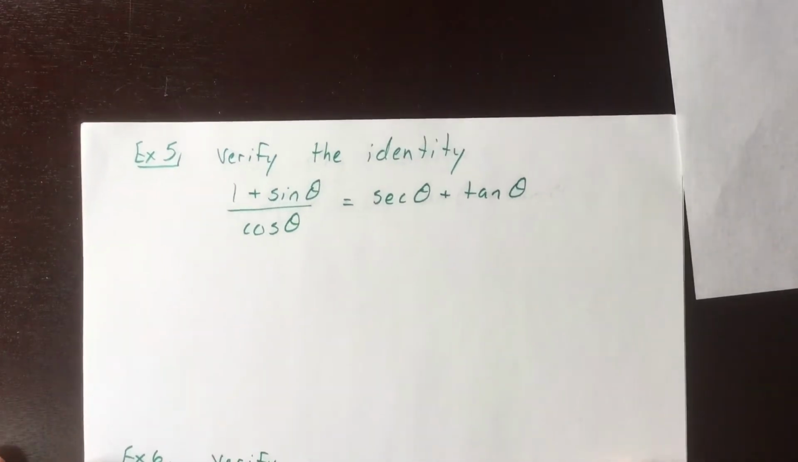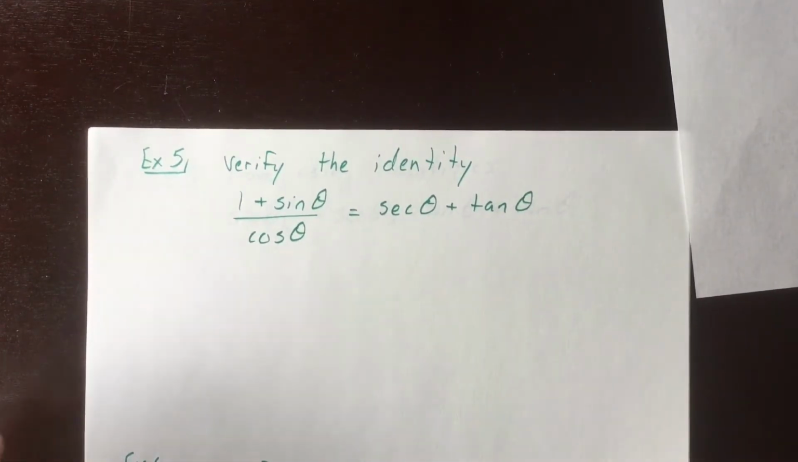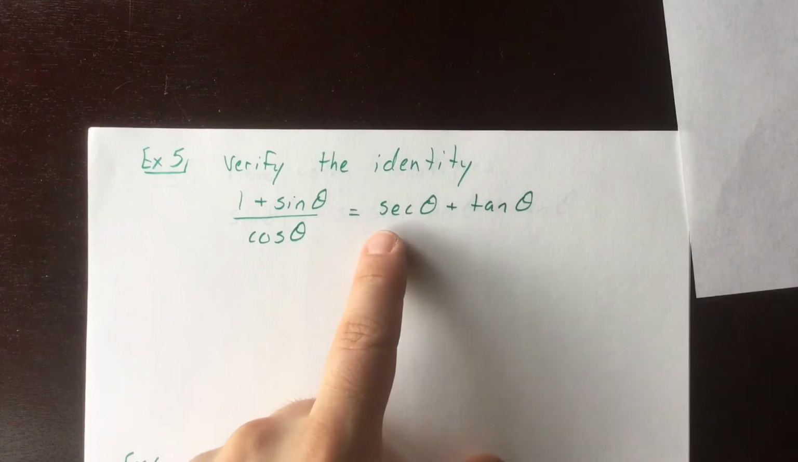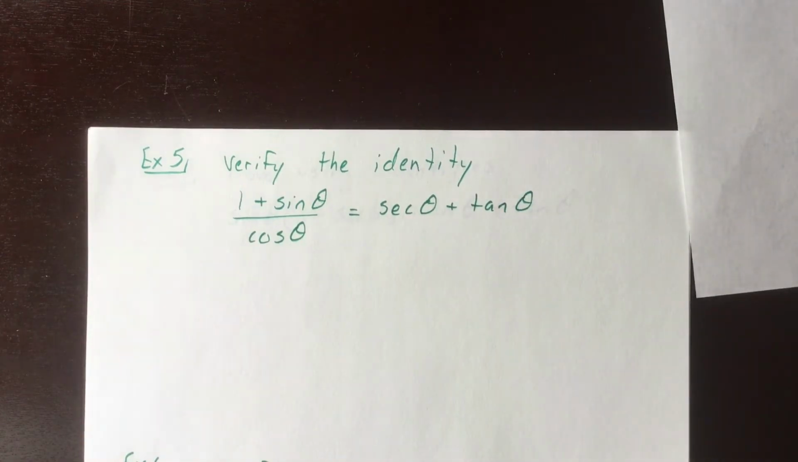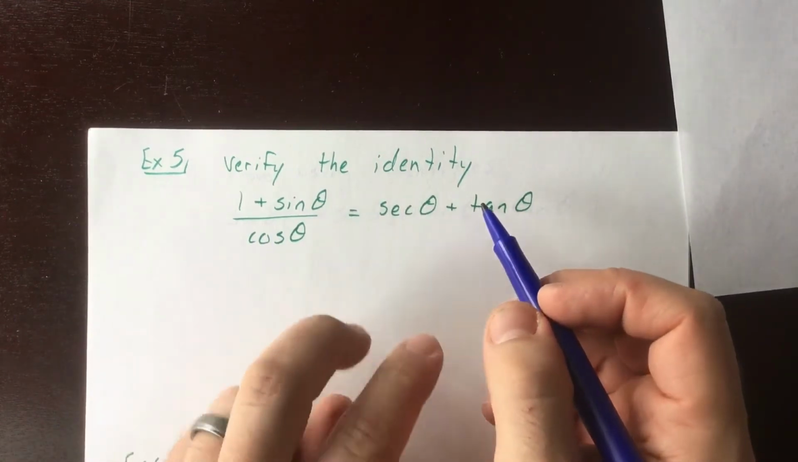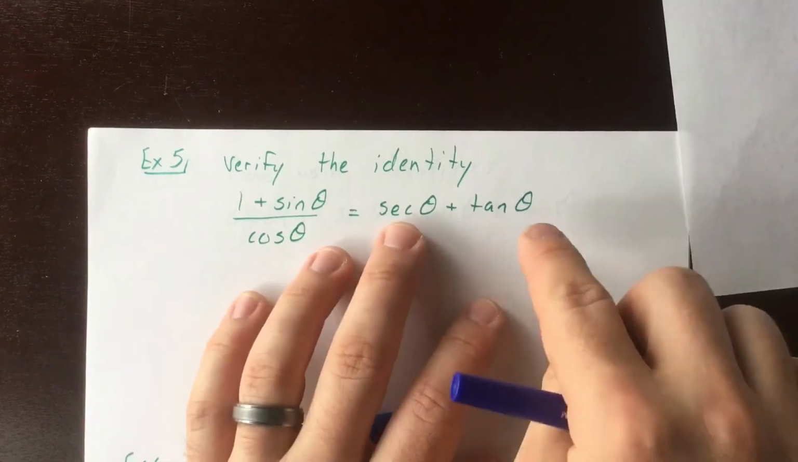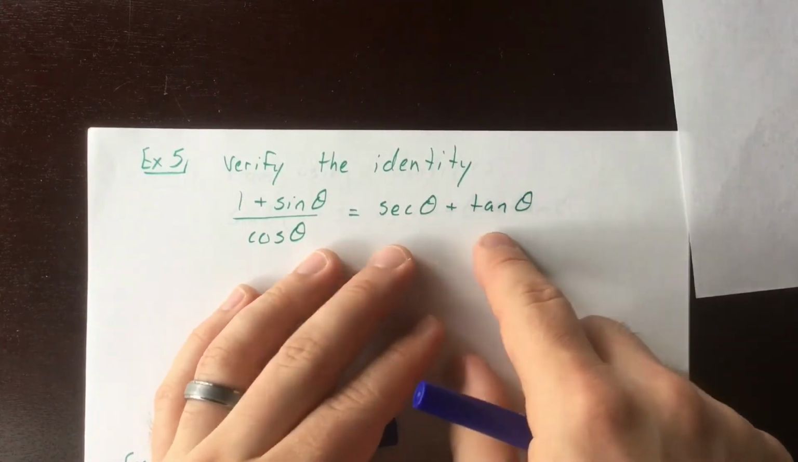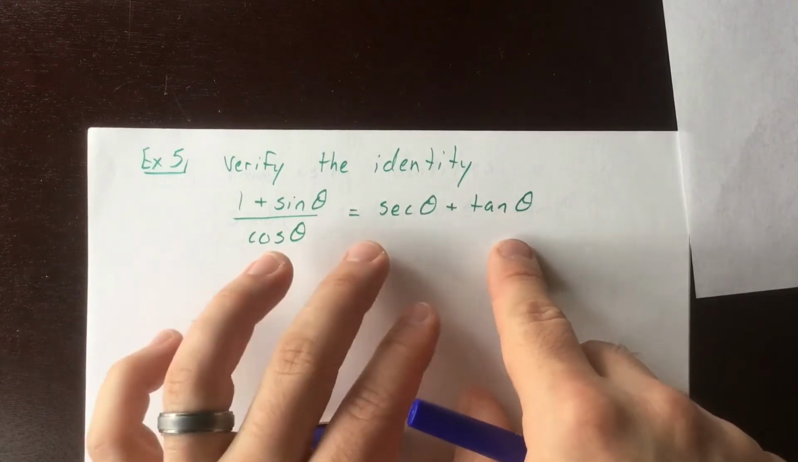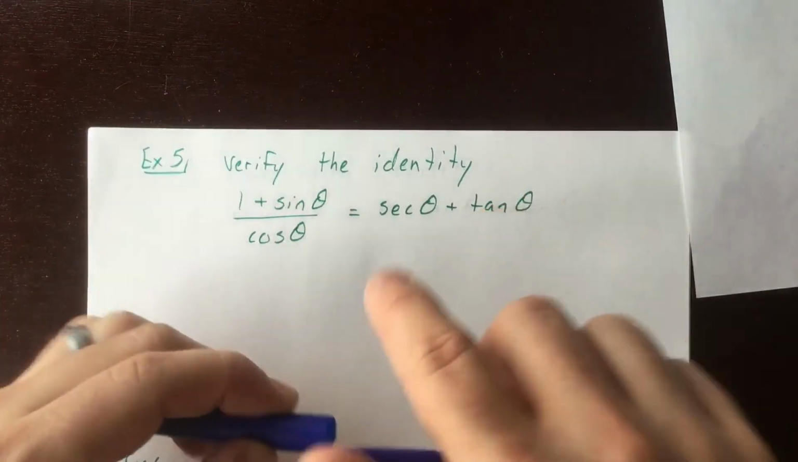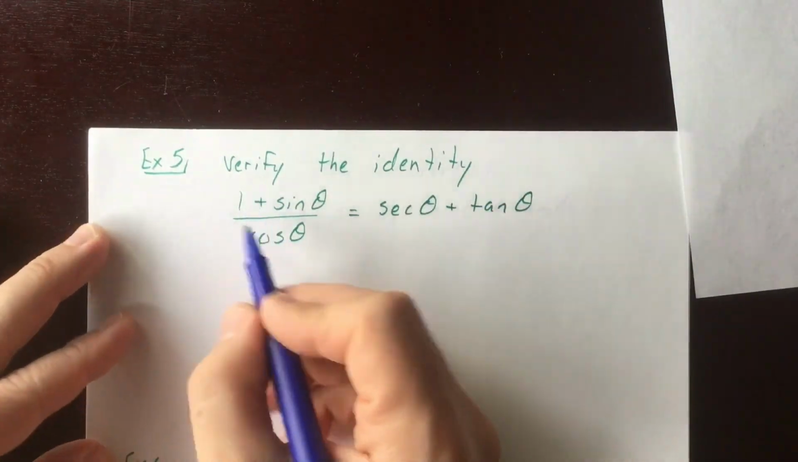Verify the identity. We have 1 plus sine of theta over cosine of theta, and we want to show that it is secant of theta plus tangent of theta. So let's try this one out. There are multiple ways of getting this done. Maybe I could rewrite secant as 1 over cosine, and this is sine over cosine. A common denominator would help us there. That could work, but I'm going to show you what can be done with this fraction.